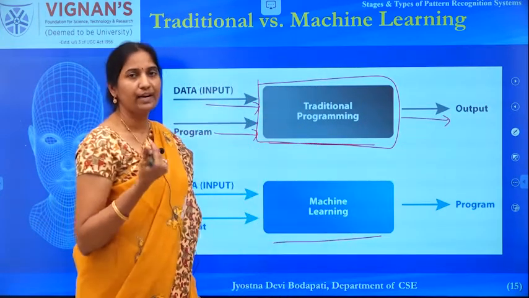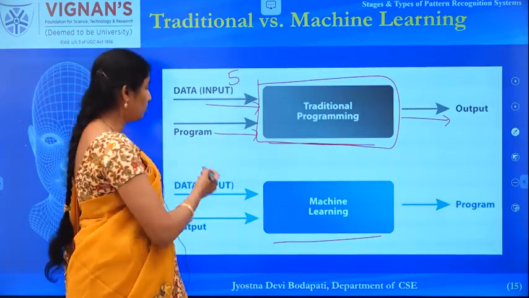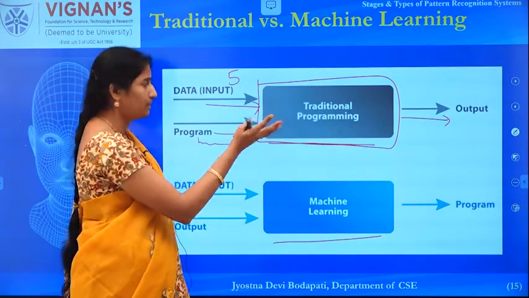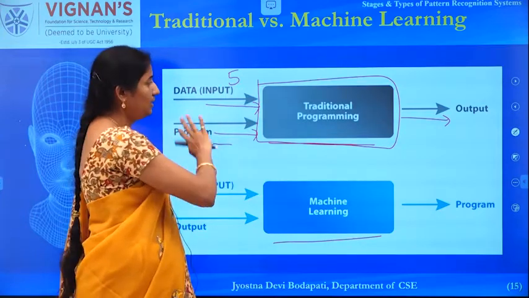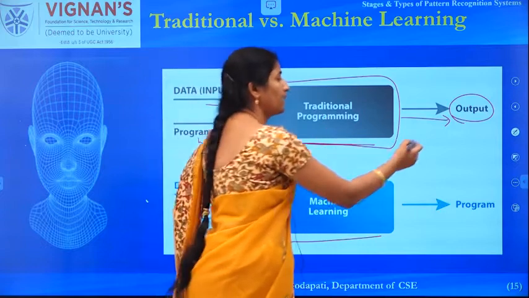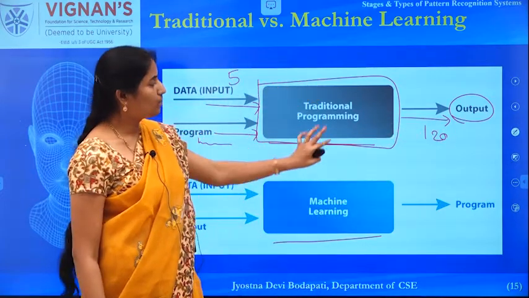Say for example, the factorial of a given number. I need to give 5 as input, and also I need to give the set of commands, meaning the for loop, whatever it is. So both are given as input to the traditional programming, and then it will produce the output, and the output of the factorial will be given as output, right? So that's how traditional programming works.